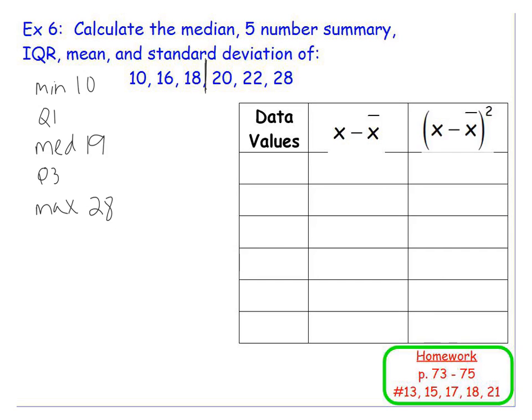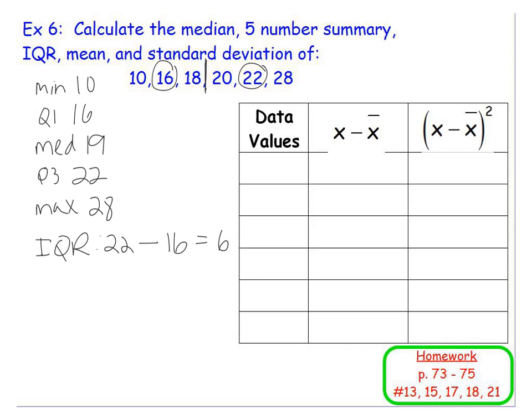You have 3 numbers on the left. So 10 and 18 cancel, 16's in the middle. That's your Q1. On the right-hand side, there's also 3 numbers. 20 and 28 cancel, 22 is in the middle. So when there's an even amount of numbers, the median you have to find by adding and dividing by 2, but the quartiles will be easier to find. Now we have to find the IQR, and that's found by taking Q3, 22, minus Q1, 16, which comes out to be 6.